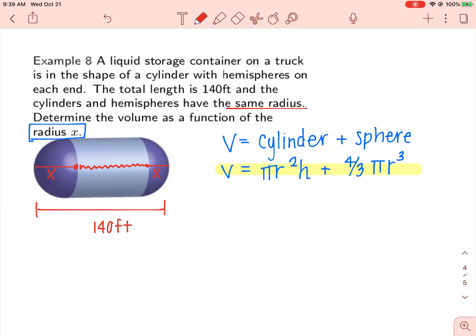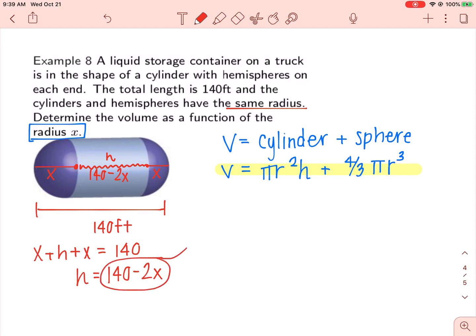Well, kind of look at it. If the whole thing's 140, this was h, so x plus h plus x equals 140. So 2x plus h equals 140. H can now actually be written as 140 minus 2x. Right here, another way is 140 minus 2x. Take that bad boy and plug her on in.